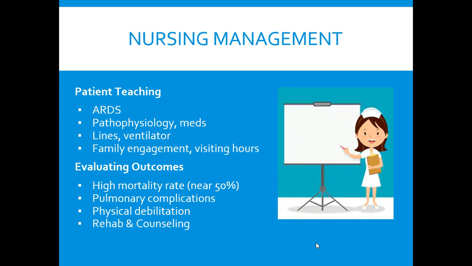So evaluating outcomes, there is a high mortality rate with ARDS. It's near 50%. But we do have many ways to treat ARDS. There's a lot of pulmonary complications that we need to look out for. Of course, we want them to return to baseline. And then it can be physically debilitating. We want to see they most likely will need to be in rehab and need some counseling afterwards.